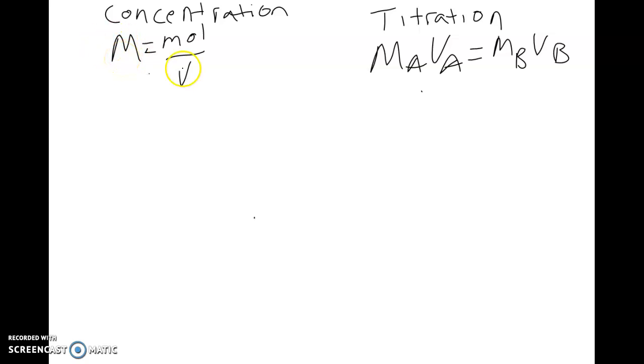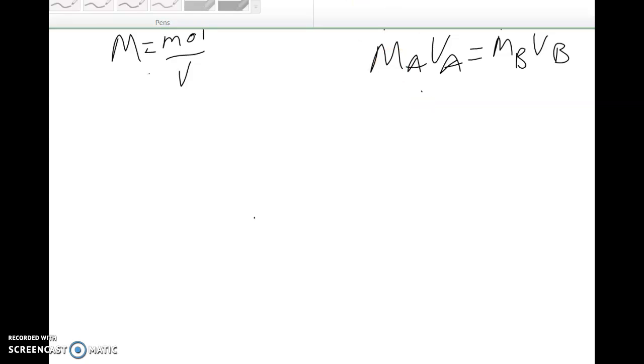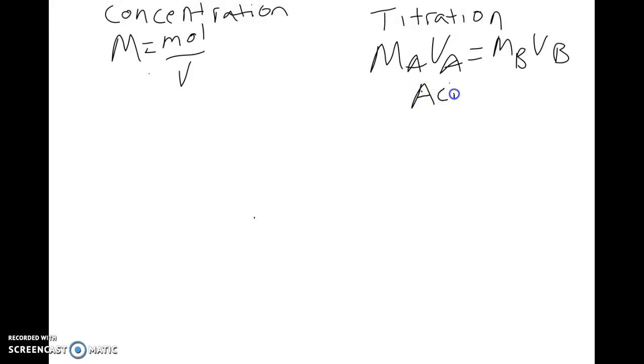Okay, so we still have to figure out how this equation relates to that equation. So you'll see that the concentration equation has M and V in it, and the titration equation also has M and V. The fact that there's the A here and the B here, that's just telling you that this side is the concentration of the acid. So this is the acid side, and the other side is the side for the base. That's all the little letters mean.